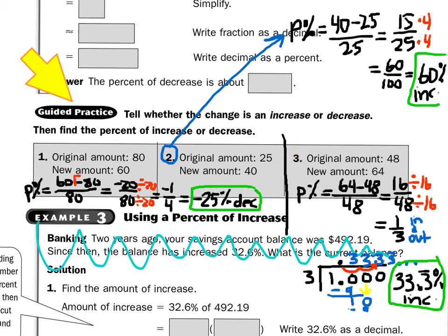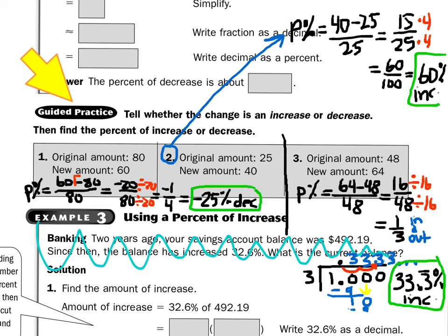Okay, take a look at number 3. The original amount is 48. The new amount is 64. So write P% equals the new minus the original over the original. So 64 minus 48 over 48. Well, 64 minus 48 gives me 16 on top, and then I bring the 48 over on the bottom. Well, I can divide both the numerator and denominator by 16, so I get 1 over 3.